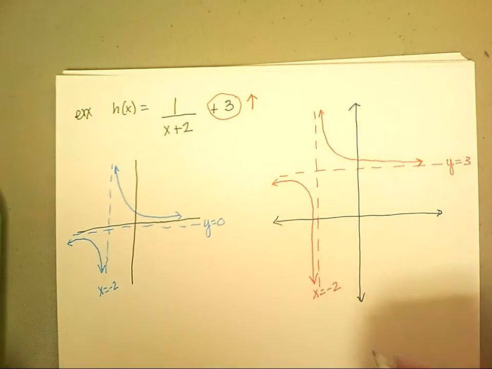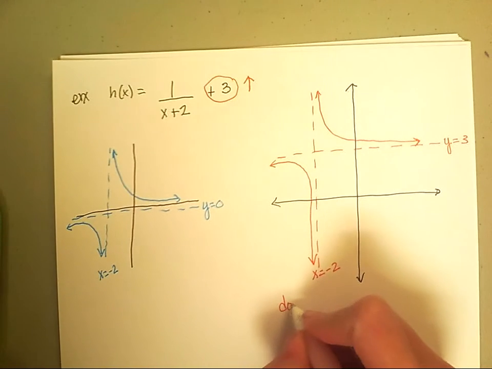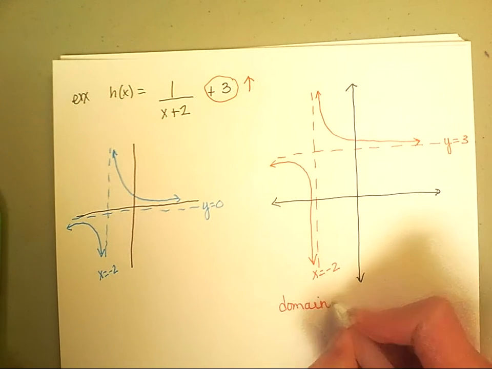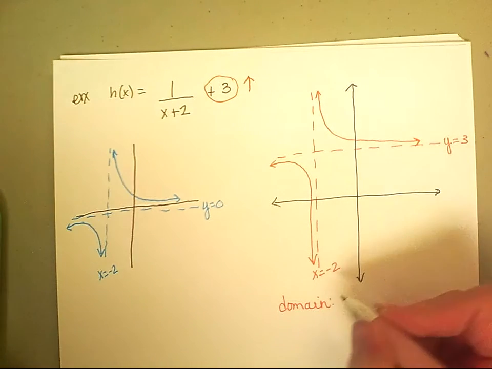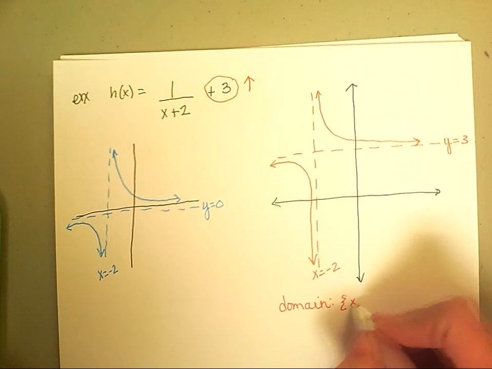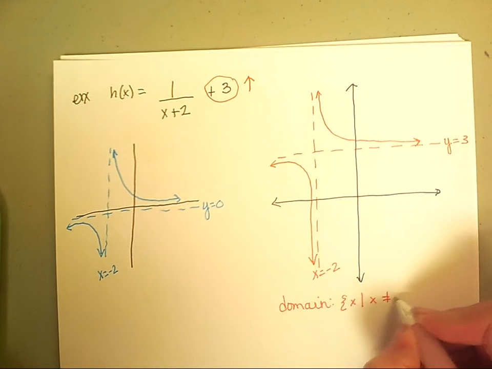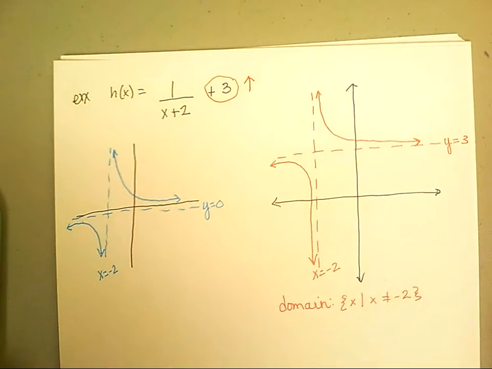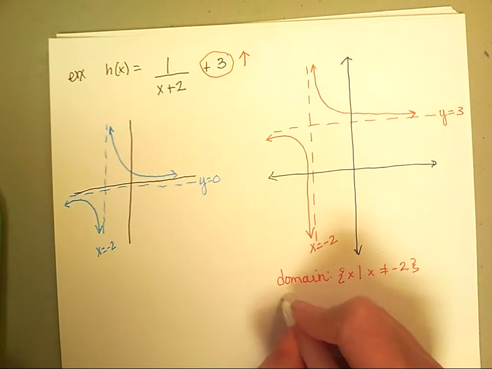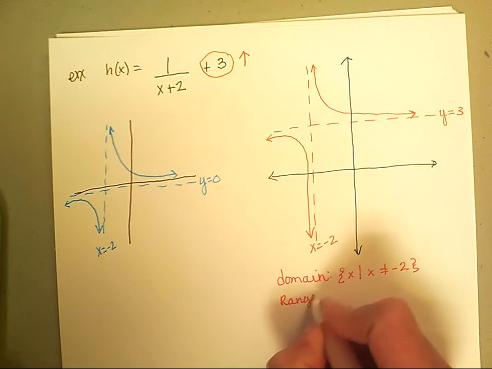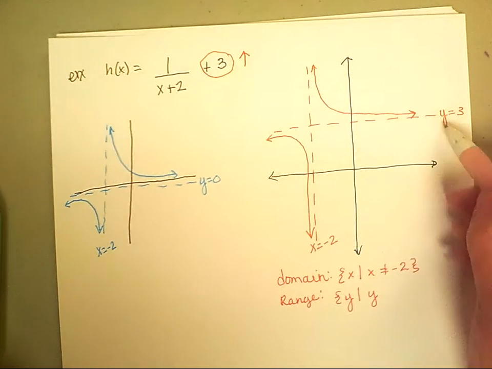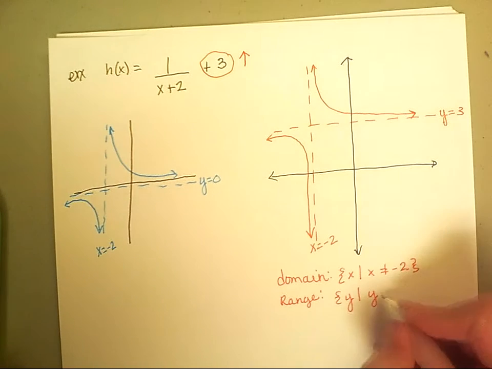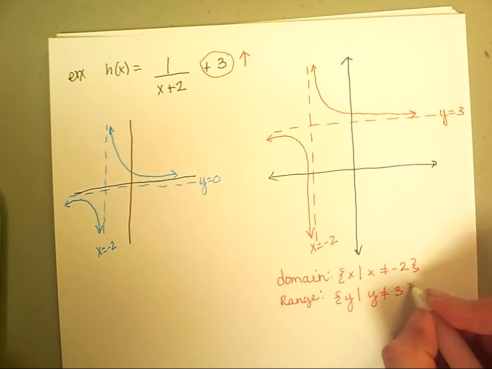We can talk about domain. Let's talk about domain. Okay. So in this case, the only value we have to exclude is when the denominator goes to 0. So it's the set of all x such that x cannot equal negative 2. We could also talk about the range of this function. This range is the set of all y such that, well, there's only one y value we throw out. y cannot equal 3.